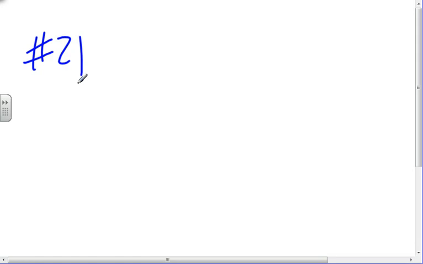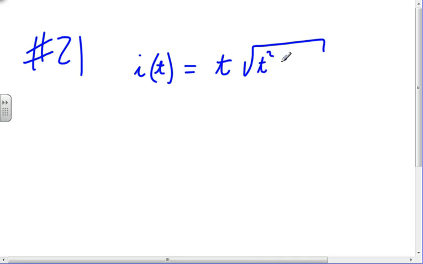So 21, a circuit, a current in the capacitor is I of t is equal to t the square root of t squared plus 1. All right, find the charge in coulombs that pass through a given point in the circuit after 1 second. Okay, Q at 0 is 0.